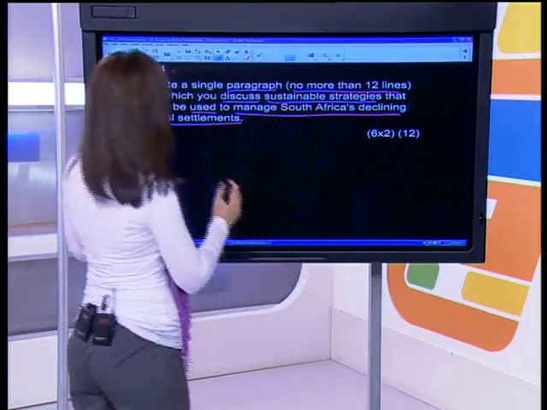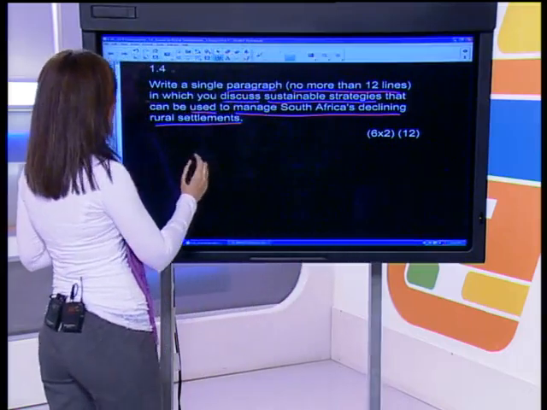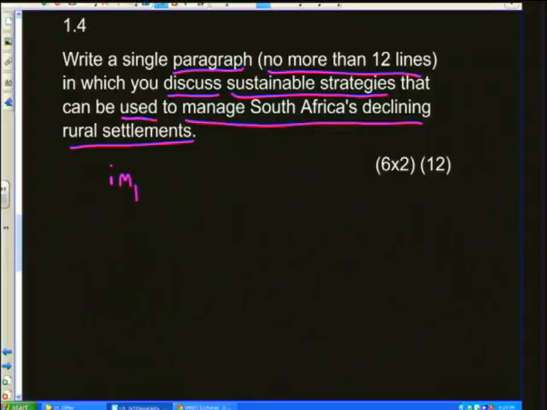Last year in grade 11, you guys did a concept called the Spatial Development Initiative, which actually looks at developing these rural towns as well. So you can mention all of those things in your paragraph. Let's just summarize a couple of those now. So the first thing that we said was that we can improve the tourism. Have hotels, tourist attractions. Okay.